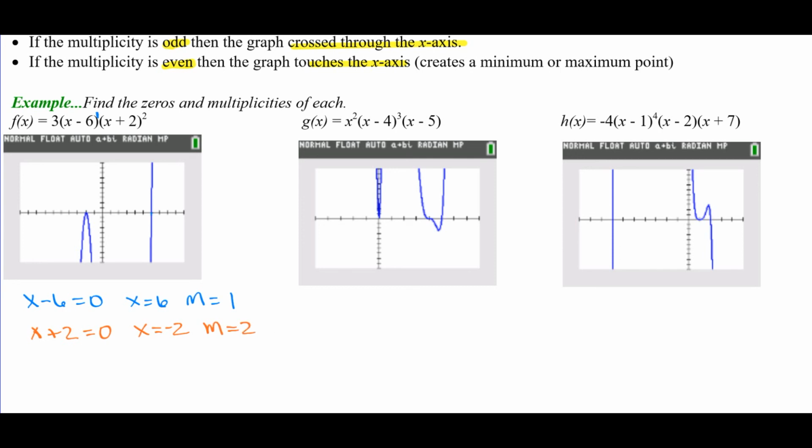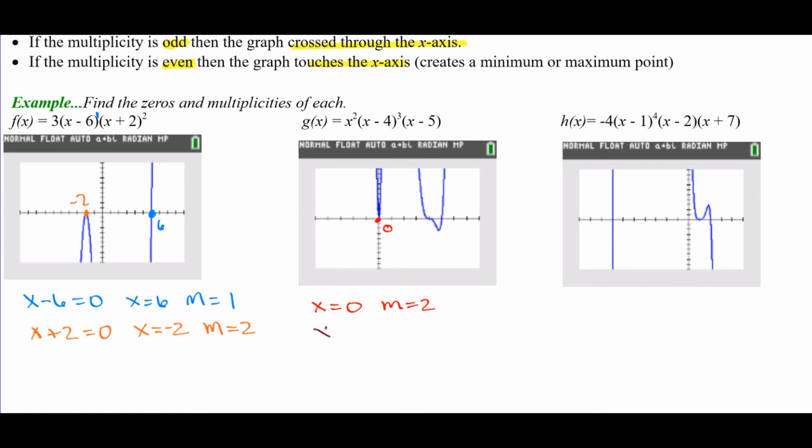So I had x equals 6 right here, and that had an odd multiplicity, so it's cutting through the axis. And then we had the negative 2 here, and that multiplicity was even, so it's just touching the axis. In my next example, I have x squared, so x equals 0, and that multiplicity is 2. So here's my x equals 0, and the multiplicity is 2, so we're just touching the axis at that point.